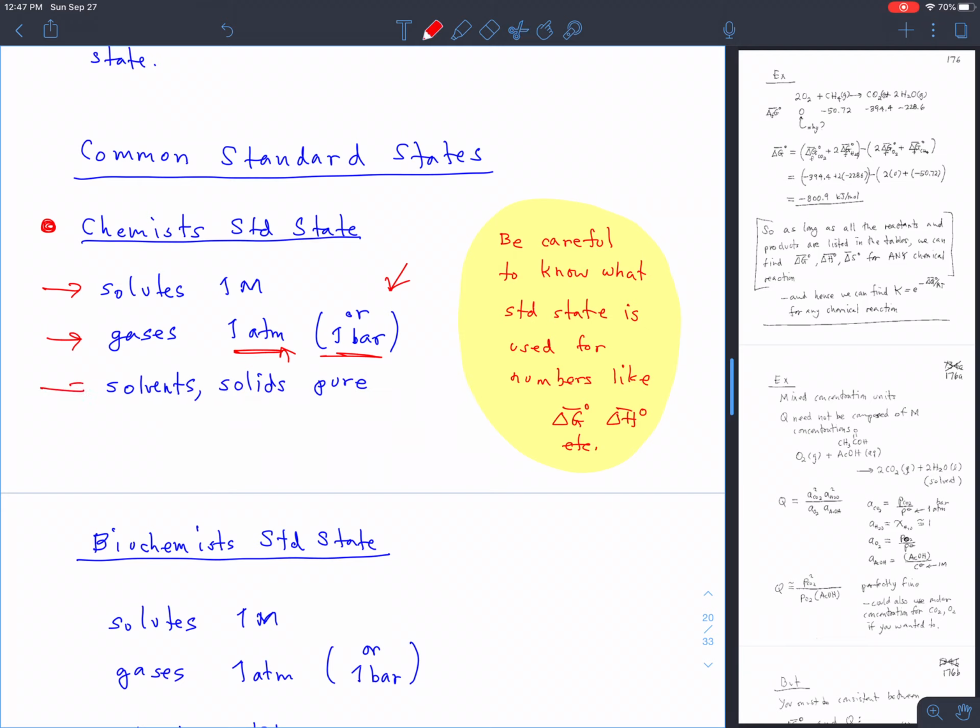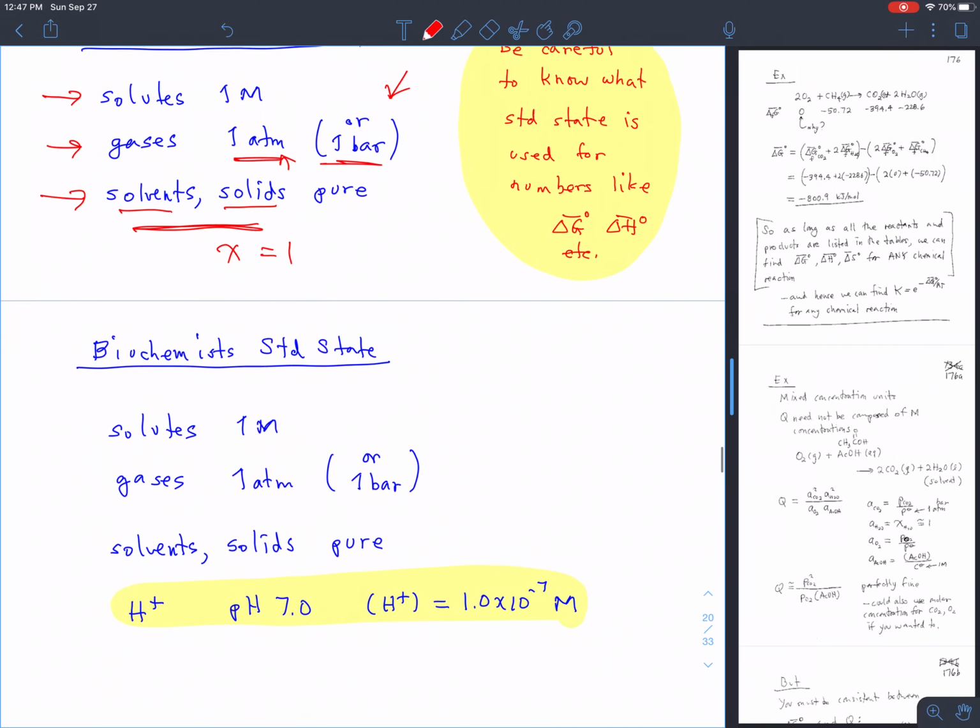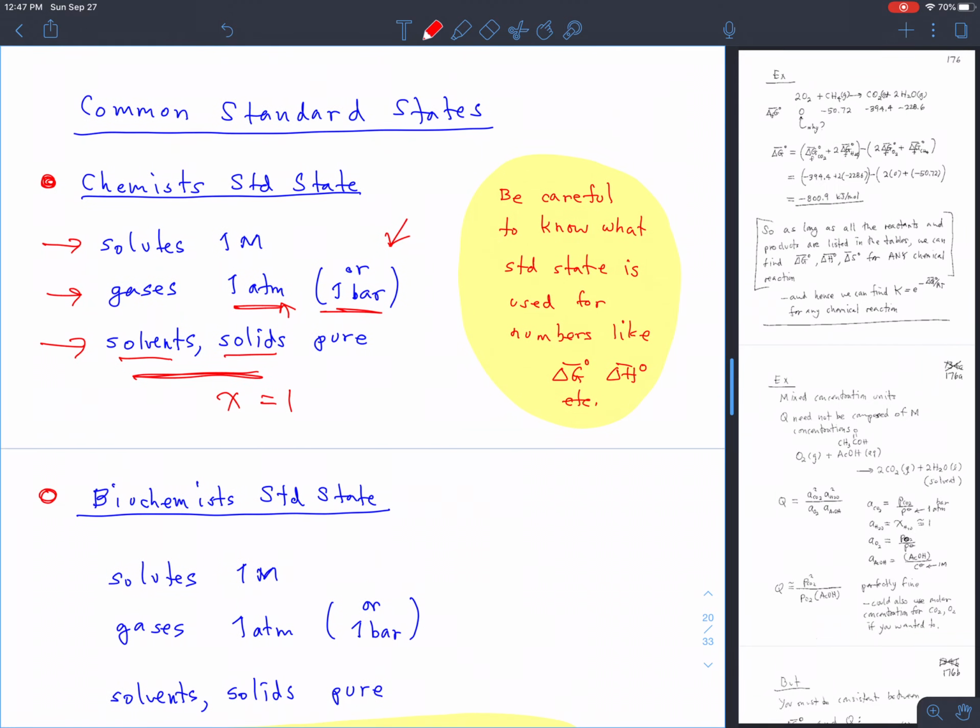And then finally, for all solvents, like the water in the example above, or solids, we assume that the standard state condition is that all of those things are pure. That is, the mole fractions for them are all 1. So that's the most common standard state. Most of the thermodynamic tables that you look at assume this standard state.